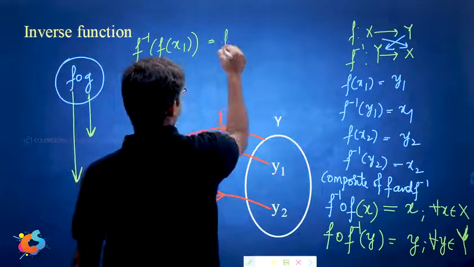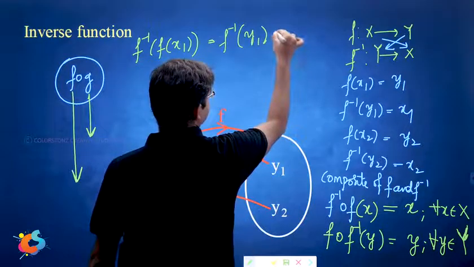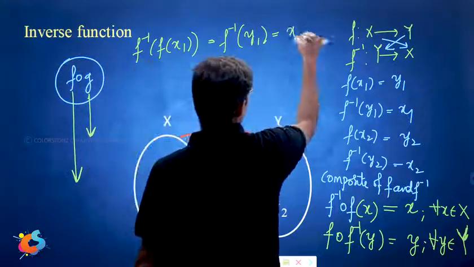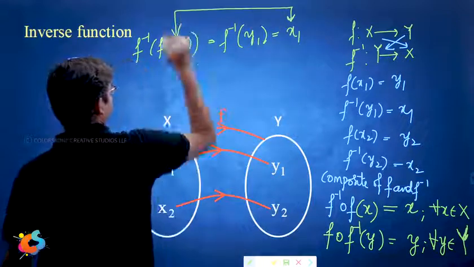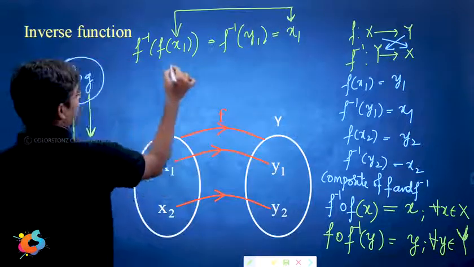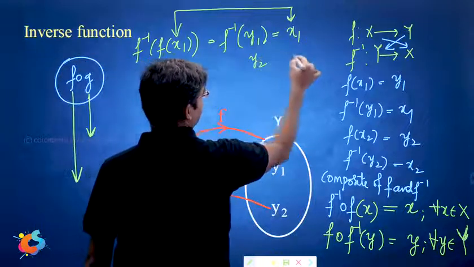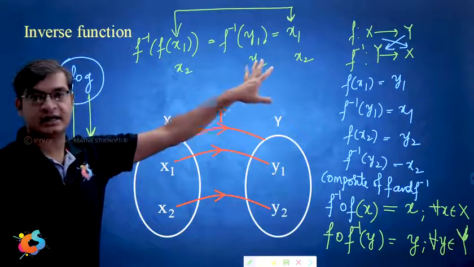So what is f of x1? Here we have written that is y1. What is f inverse of y1? That also we have written here, and that will be x1. So clearly we can see the input is the same as the output. In the same way, if I replace x1 with x2, here I will have y2, and again I will have x2 here. f inverse of y2 is x2.